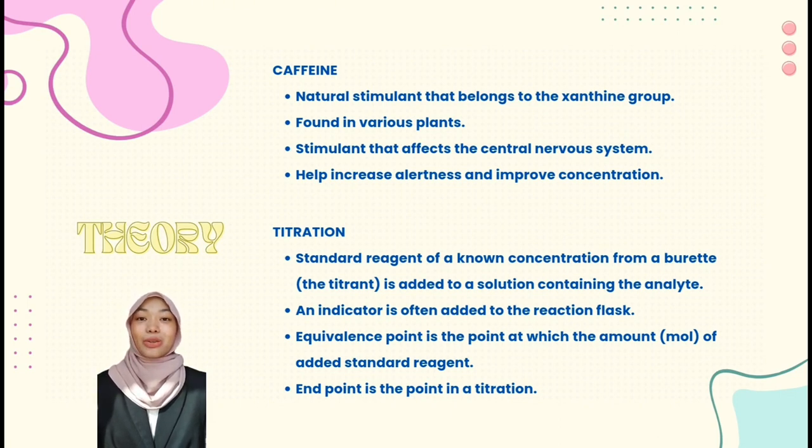Titration is a process in which a standard reagent of a known concentration from a burette, the titrant, is added to a solution containing the analyte until the reaction between the analyte and the reagent is judged to be complete. During titration, an indicator is often added to the reaction flask to signal when all of the analyte has reacted. The equivalence point is the point at which the amount in moles of added standard reagent is equivalent to the amount in moles of analyte. The end point is the point in a titration in which the indicator changes color.